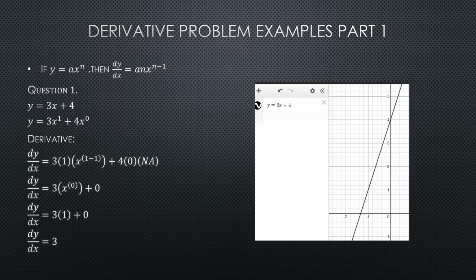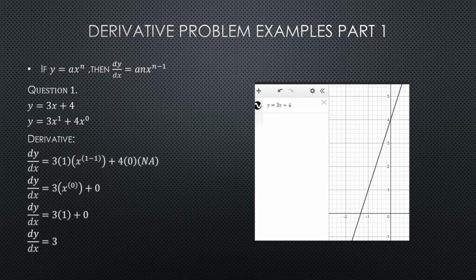And so once we take the derivative, we've got dy/dx is equal to 3 times the n, which is the 1, x raised to the n minus 1, where the n was 1, plus 4 times 0. And once we see that 0, the n for the 4x, that switches to 0, and then the next part becomes n/a, not applicable. We can then simplify that as 3x raised to the 0 power plus 0, and then solve for dy/dx equals 3.